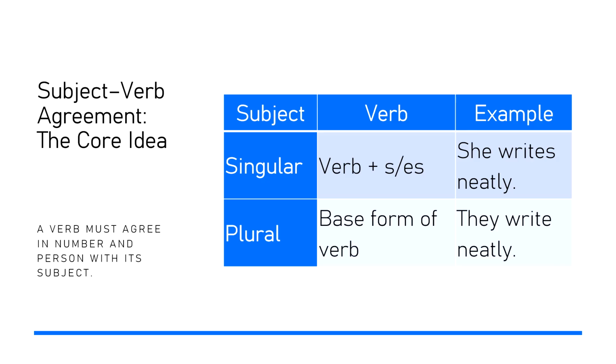Let us test this quickly. What would you say? He play cricket or he plays cricket? Yes, he plays cricket because he is singular. So the verb adds an 's'. But if we say they play cricket, the 's' disappears because now the subject is plural. So the golden rule is singular subject, singular verb, plural subject, plural verb. If you can remember this one simple pattern, you will get most agreement questions right in your exam.